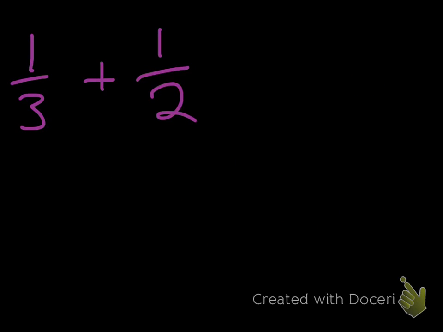When we add fractions, we have to have a common denominator. Remember, common denominator means the bottom number is the same. Okay, right now is our bottom number the same? No. So we have to find what's called a common denominator.